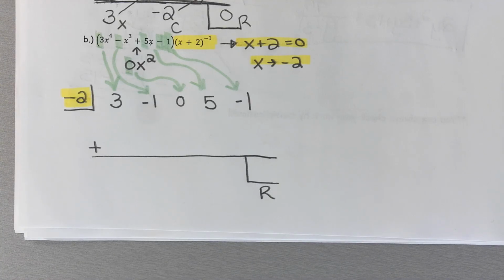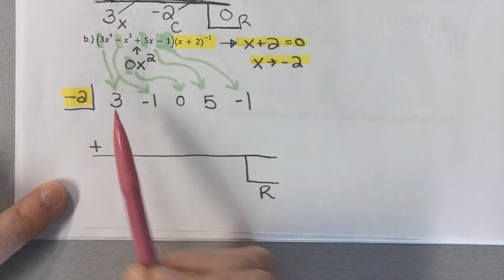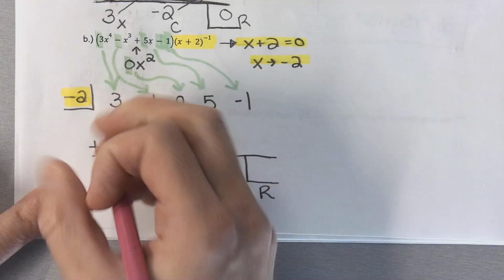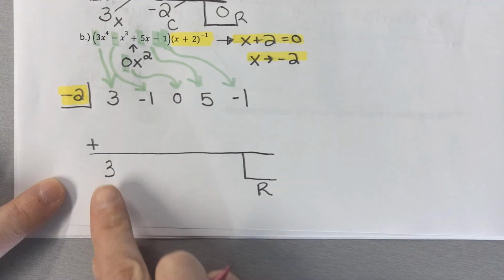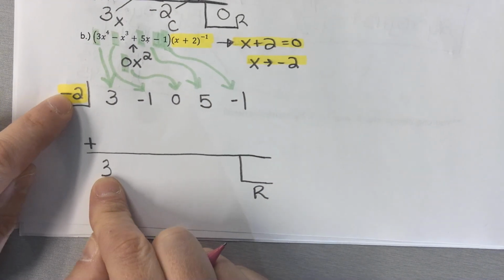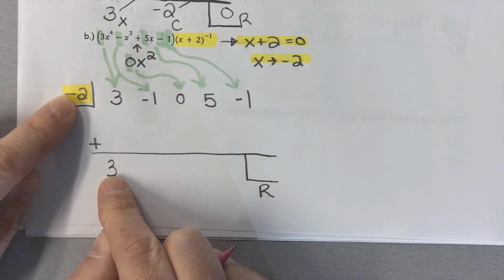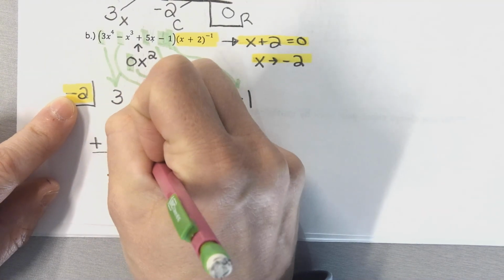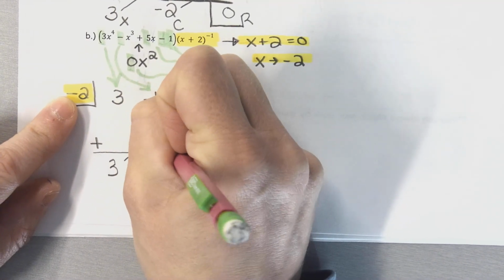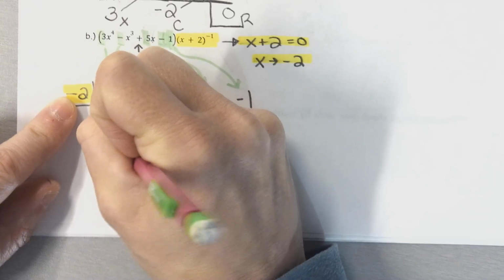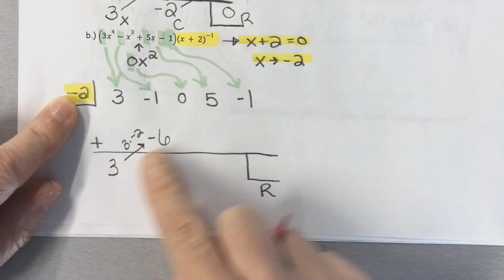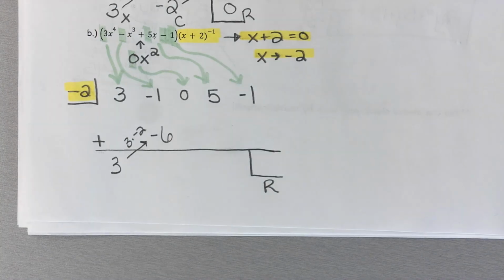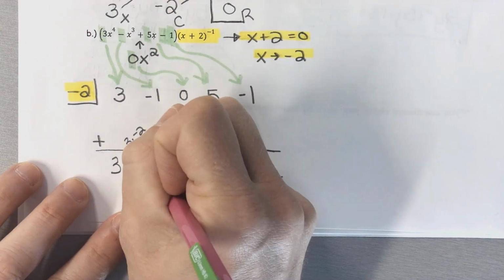Okay, we always add first. Add, multiply, add, multiply. 3 plus nothing is 3. Anything that drops below gets multiplied by this number. 3 times -2 is -6. So remember, 3 times -2, it moves up and over into this spot. What is -1 plus -6? -7.